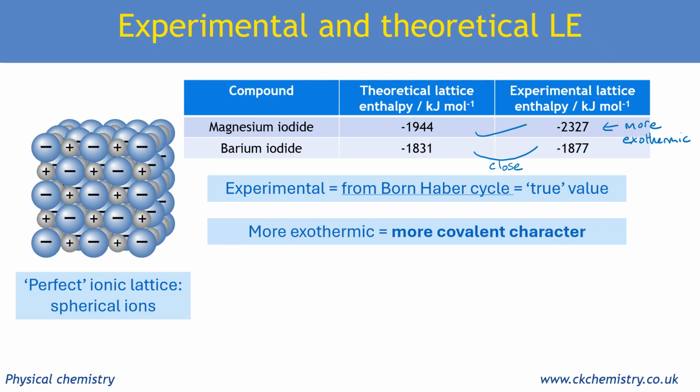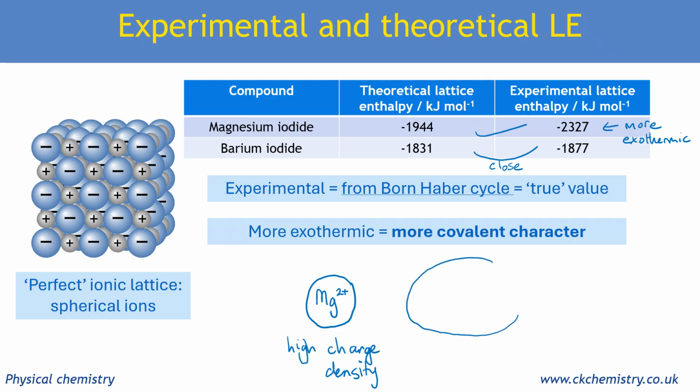So why is this happening? Magnesium is smaller than barium, and it has a high positive charge, so it has a high charge density. So it really pulls electrons towards it very strongly. Iodide is a negative charge. It's a really big ion. It's got 54 electrons.